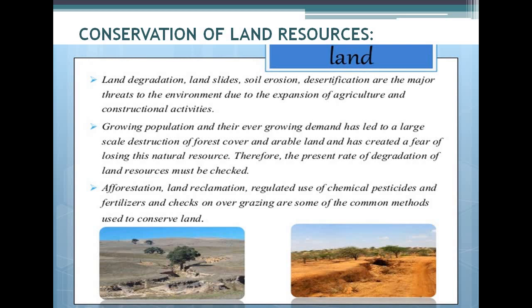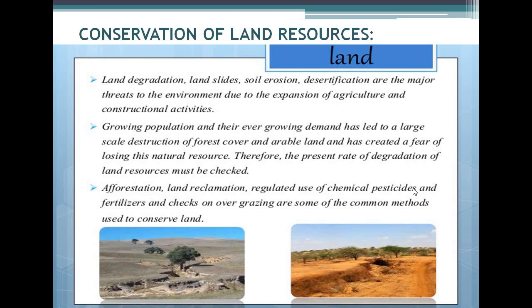So what is the thing now? The growing population and the ever-growing demand. As we know, day by day the population is increasing. And as the population is increasing, the demand of the people is also increasing. So mainly it leads to the losing of natural resources. We are losing the natural resources. So the present rate of degradation of land resources must be checked.